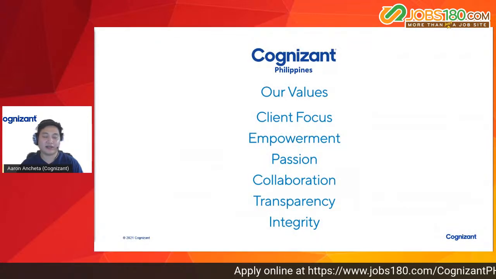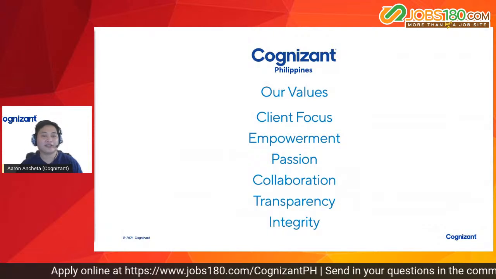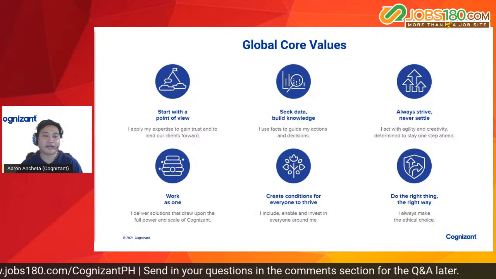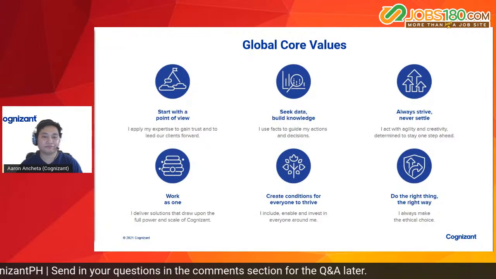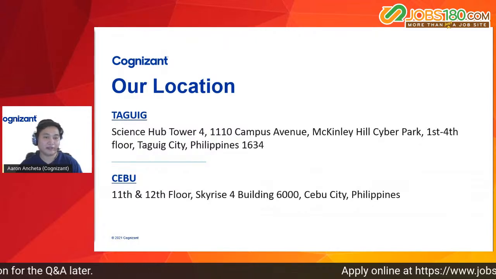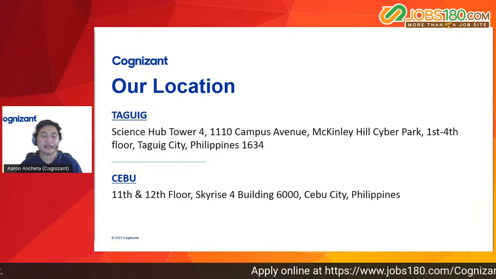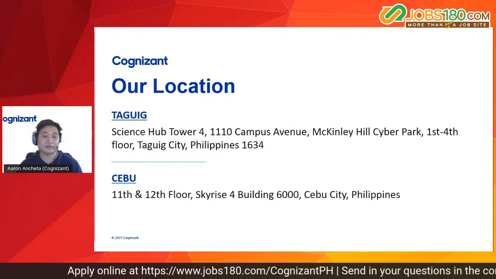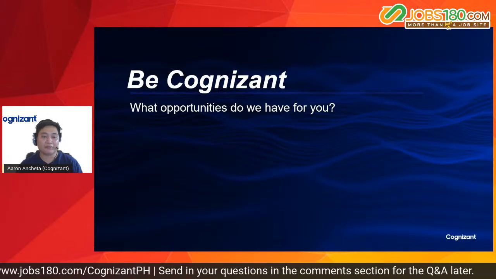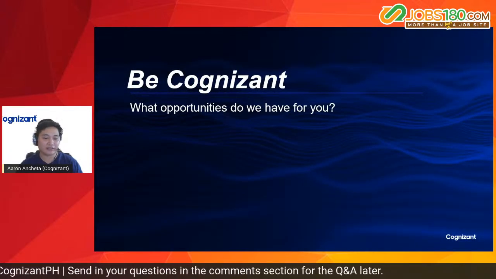And in Cognizant Philippines, here are our values: client focus, empowerment, passion, collaboration, transparency, and integrity. And our global core values here. And we have two main sites. We have the headquarters, which is in McKinley, and we also have one in Cebu. And we also have satellite sites, which later on I will discuss. So what kind of opportunities do we have for you?